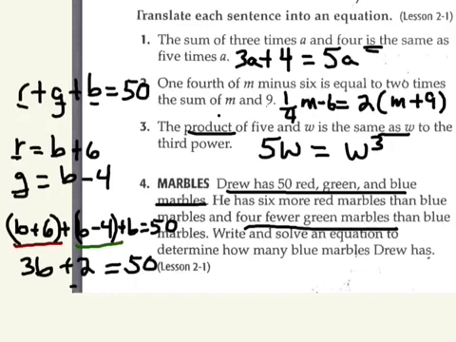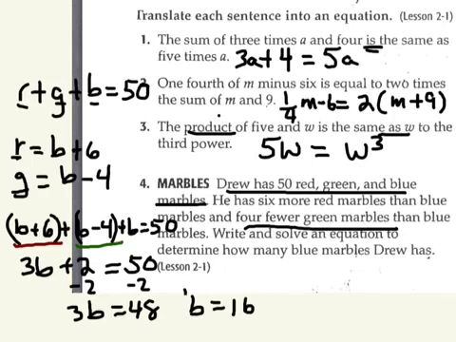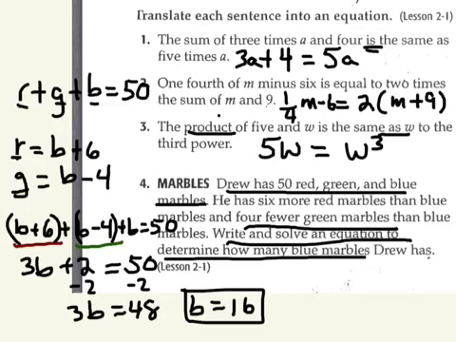And then I'm going to solve by subtracting 2 from both sides. 3b is equal to 48, and that means that b is equal to 16. So yes, this is good that you got an answer, but we need to make sure that we're answering the question. It says write and solve an equation to determine how many blue marbles. Since b refers to blue, we have done that, 16 blue marbles.